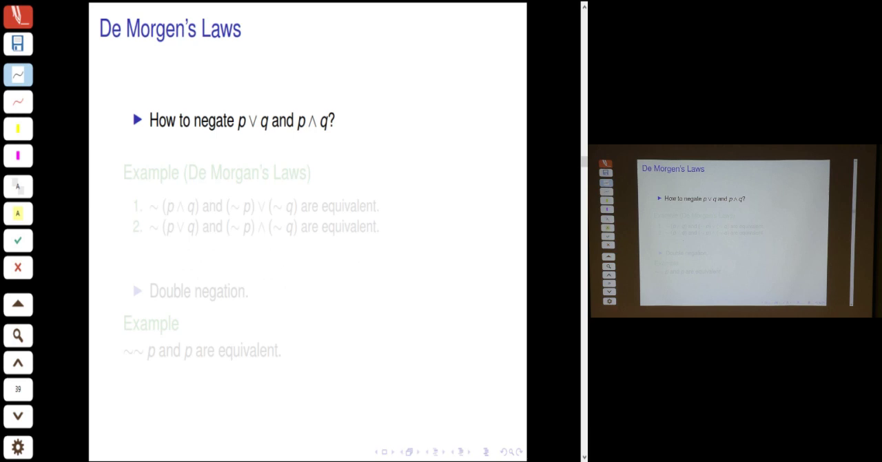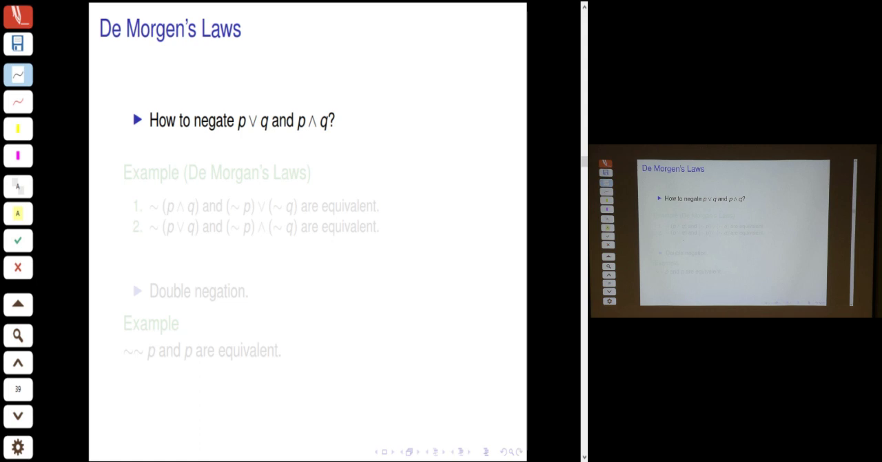Okay, so now we have seen three connectives: not, and, and or. What are the relations between the three? So let's look at some rules. It's called De Morgan's law. De Morgan is a mathematician, a logician. He observed these laws, so they were named after him. So the question is, how do we negate P or Q?